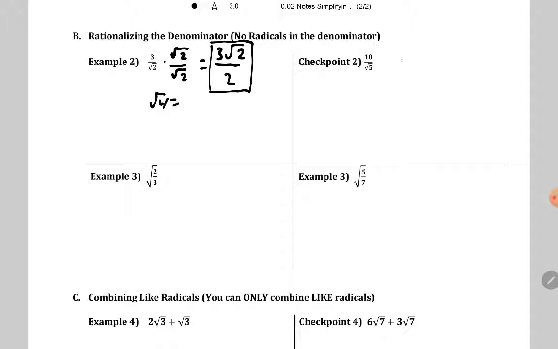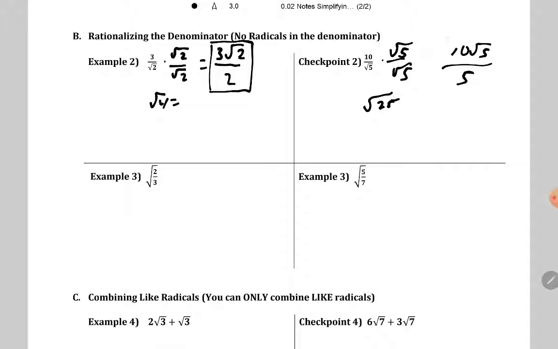10 divided by the square root of 5. So I'm going to multiply both top and bottom by square root of 5. So I'll get 10 root 5 here. And then on the bottom, I get square root of 25, which is 5.